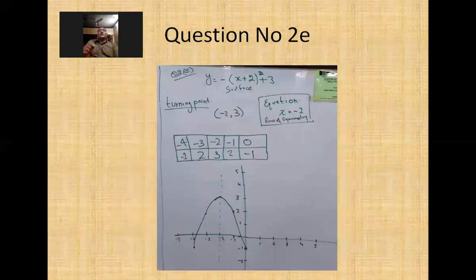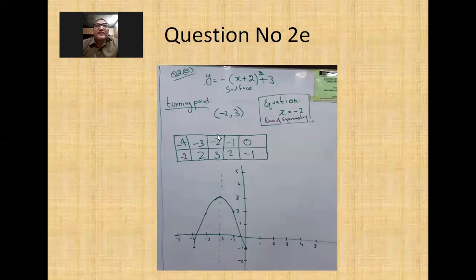Okay. So here we go to question number 2e part. An equation is given: y equals minus (x plus 2) whole squared plus 3. So it will be a sad face. This is a standard form in which the coordinates of the turning point are showing up. This is the x coordinate of the turning point, but you have to change its sign. So the turning point x will be minus 2. This is the y coordinate of the turning point, and it remains as it is. So it will be positive 3. So the turning point is (minus 2, 3).